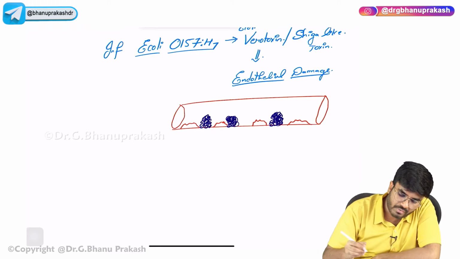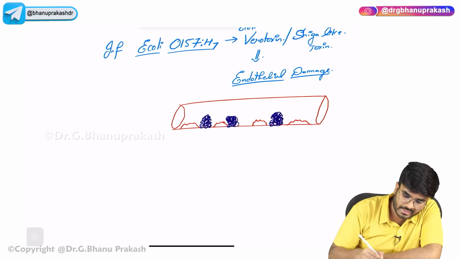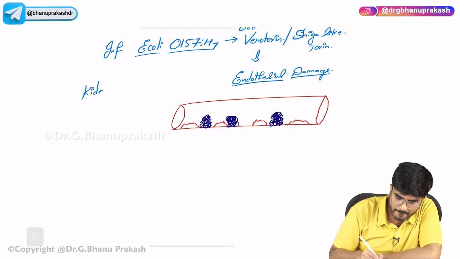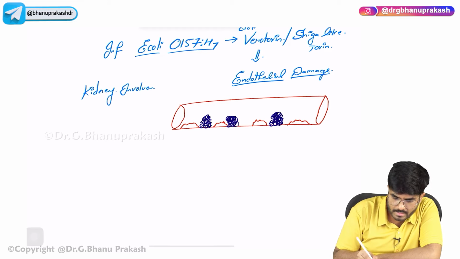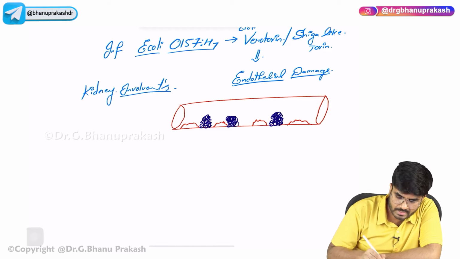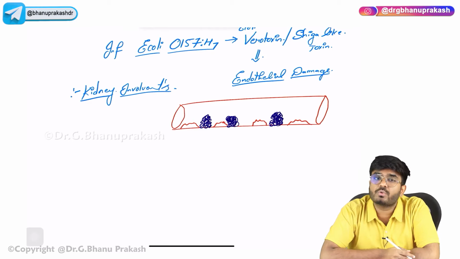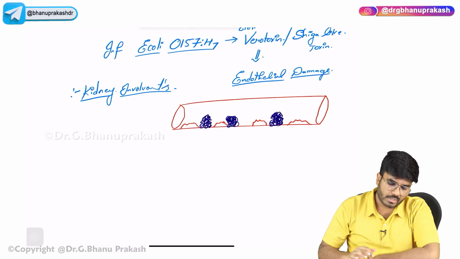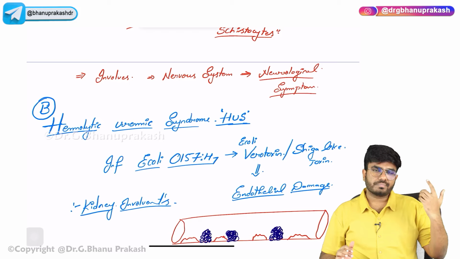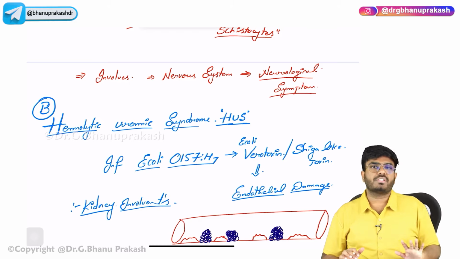But the question is, which involvement is there? Mainly kidney involvement. So the patients are going to have kidney related symptoms. In thrombotic thrombocytopenic purpura, the patient has neurological symptoms. Here the patient has kidney related symptoms. This is how to differentiate between TTP and hemolytic uremic syndrome.